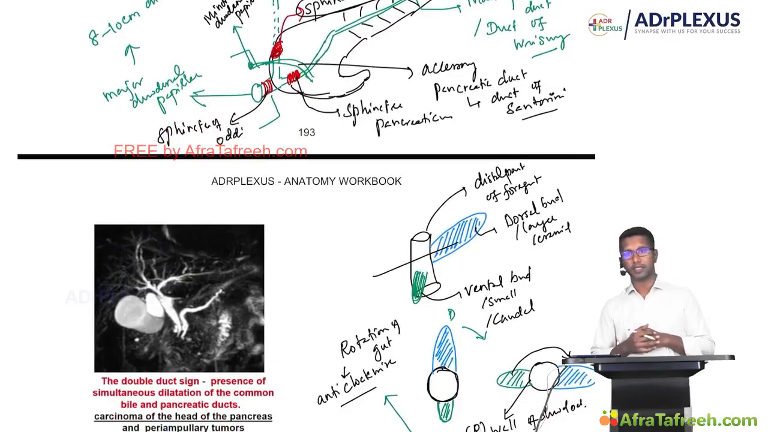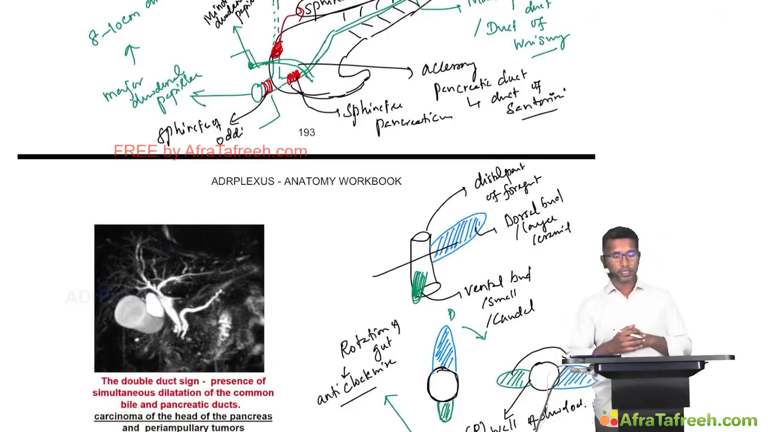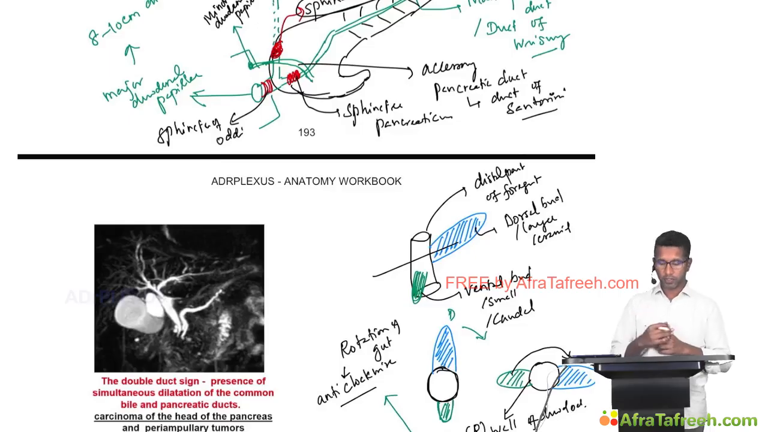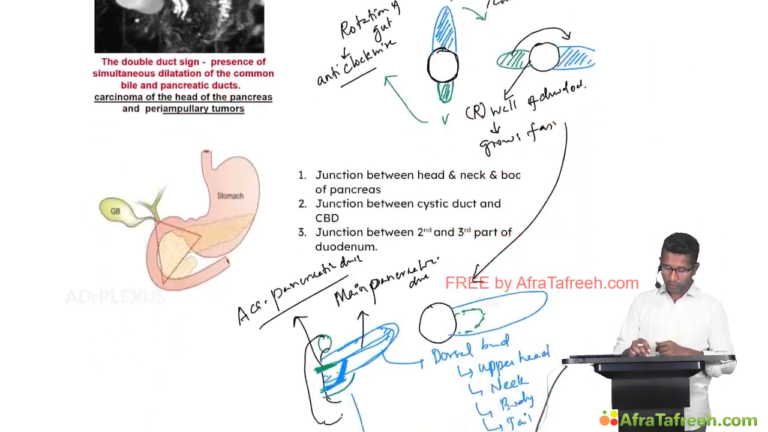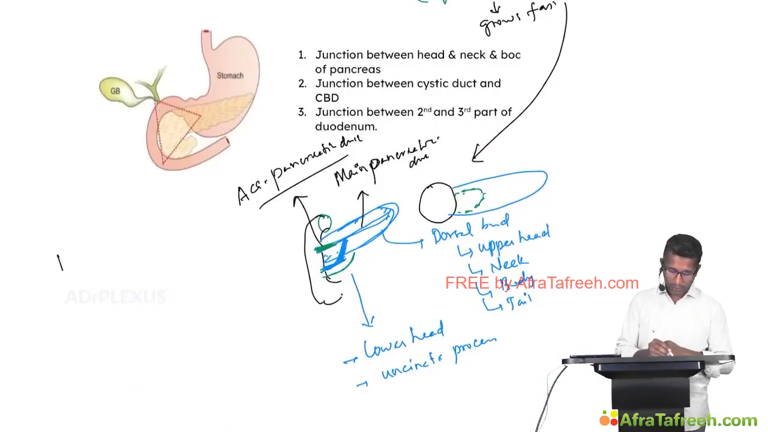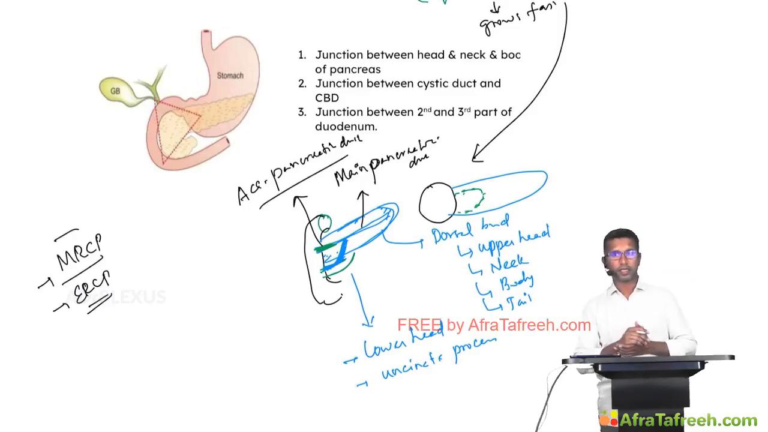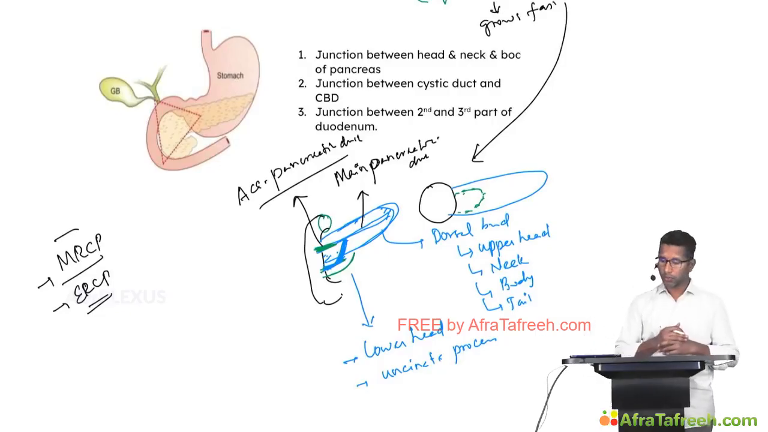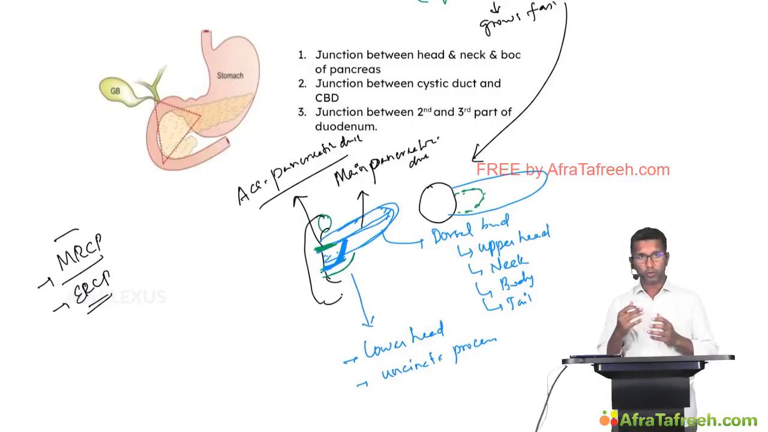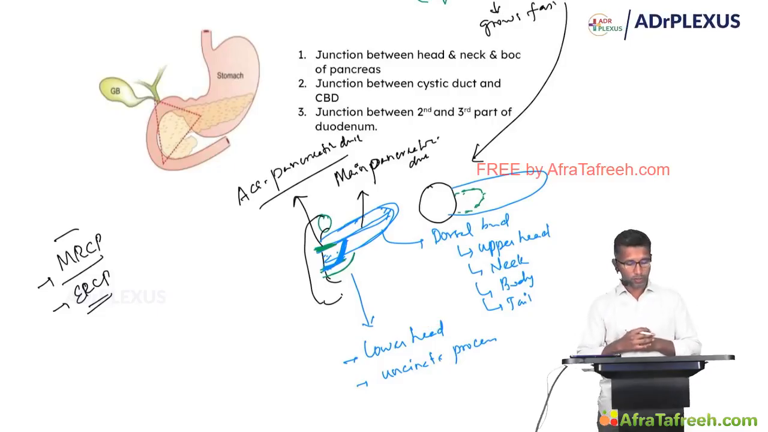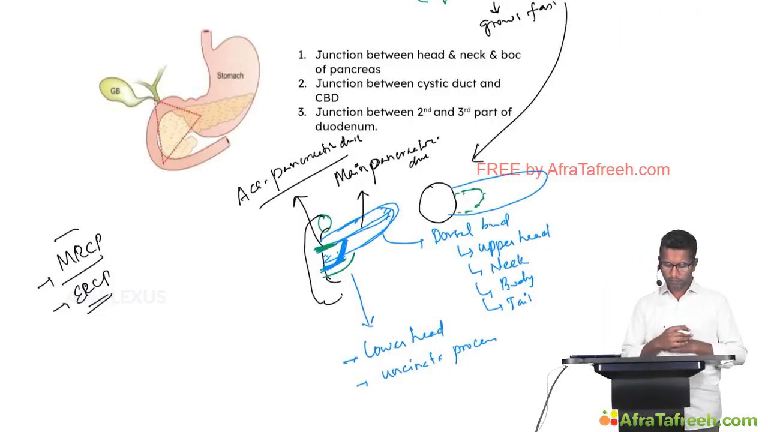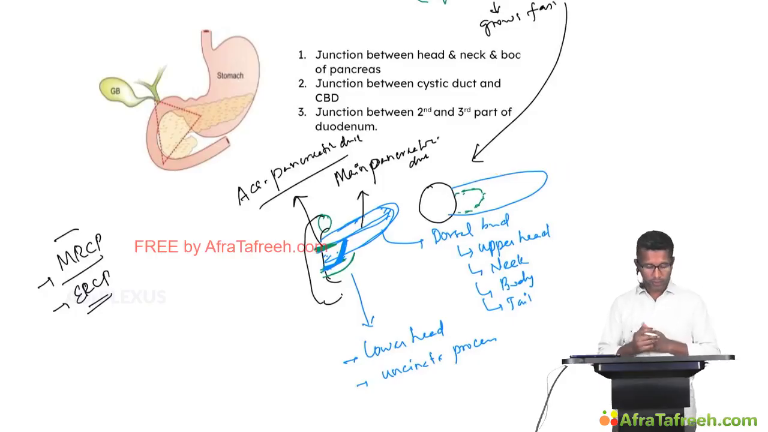If you want to study the duct system of the pancreas and the biliary region, you can do certain radiological investigations like MRCP or ERCP. They will discuss all these things in the radiology session. One is magnetic resonance cholangiopancreatography. Another is endoscopic retrograde cholangiopancreatography. You can do these studies to study the duct system of the pancreas and the biliary system.